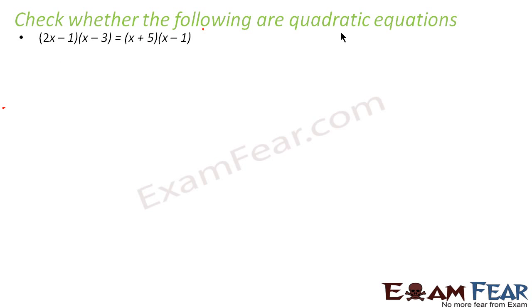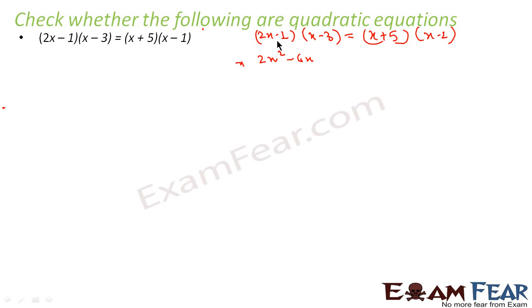Here the question says 2 into (x minus 1) into (x minus 3) is equal to (x plus 5) into (x minus 1). Let's solve this. 2x into x is nothing but 2x square, right? 2x into minus 3 is minus 6x, right?